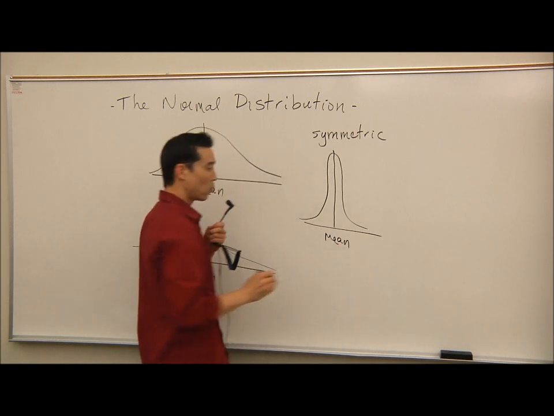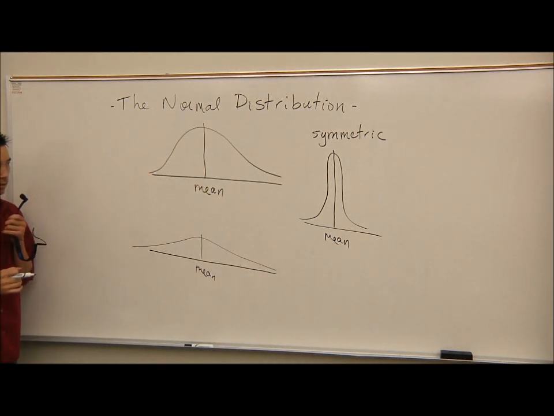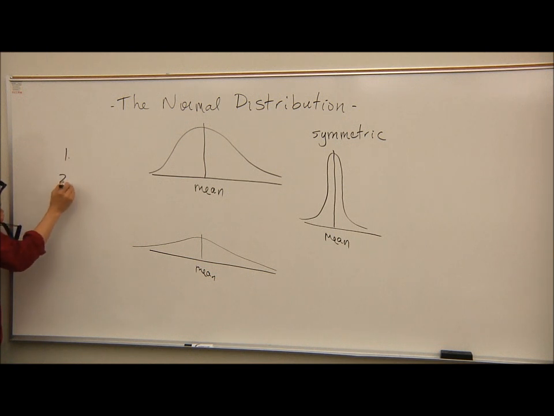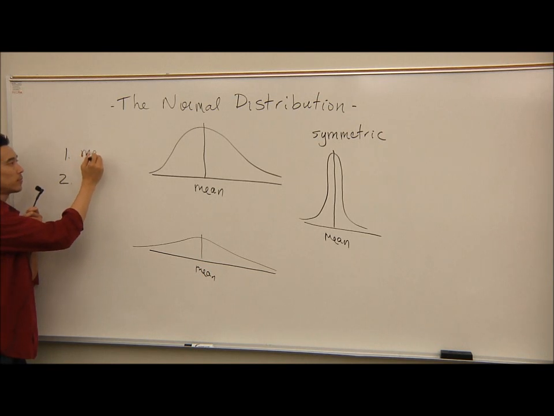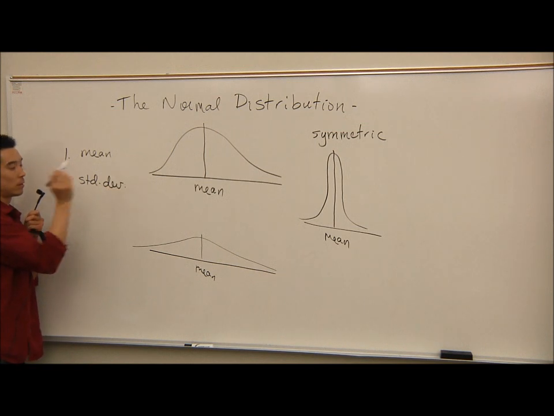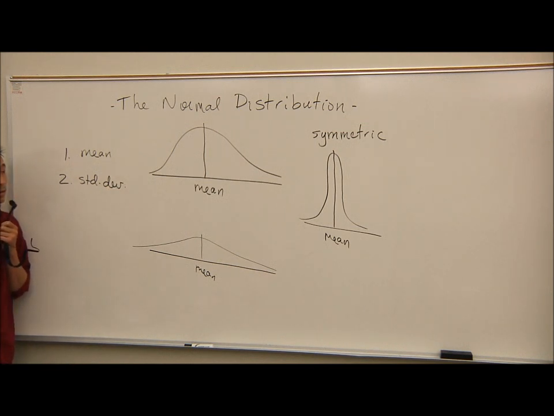So what gives its particular shape are two things. There's two things that you absolutely have to know whenever you're working with the normal distribution, and that is what's the mean and what's the standard deviation. Okay? It's always symmetric, it's always continuous, it's always smooth, all right? But what particular shape we have is dependent on these two things. What's the mean and what's the standard deviation? All right?